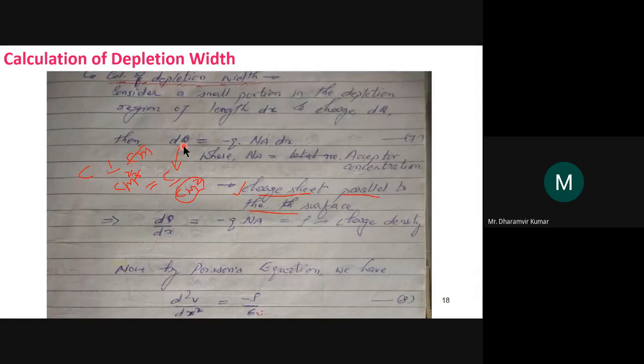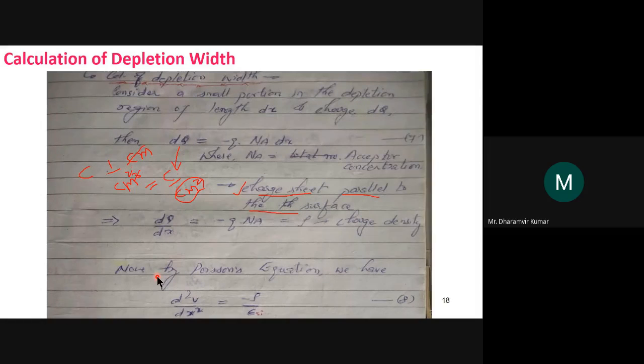So keep this in mind, and bring this dx on the left hand side. This will become dq by dx, and on the right hand side we will be left with minus q dot na. And the unit of this is coulomb per meter cube. We can call this by a single term, let's say rho. And rho will denote the charge density in terms of per meter cube of area.